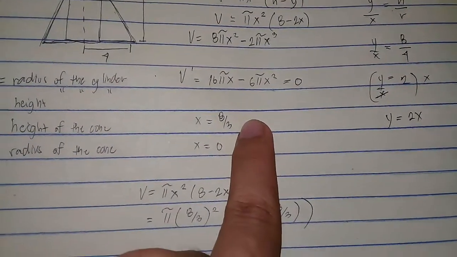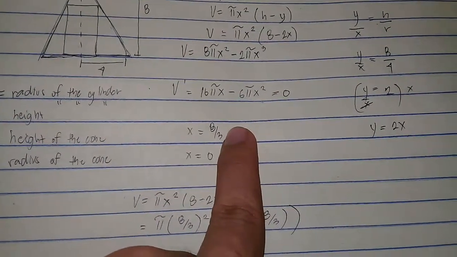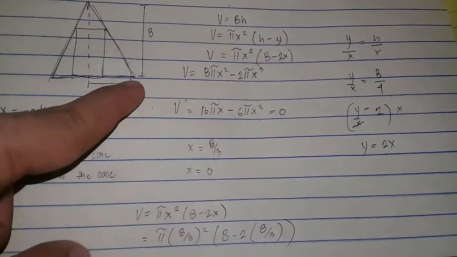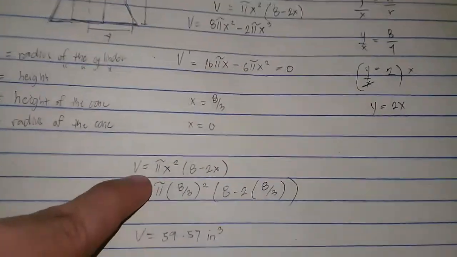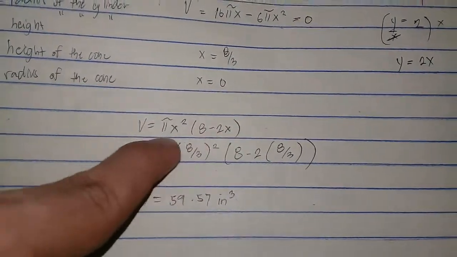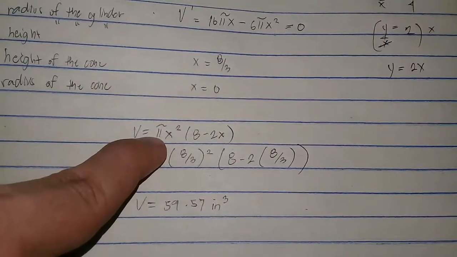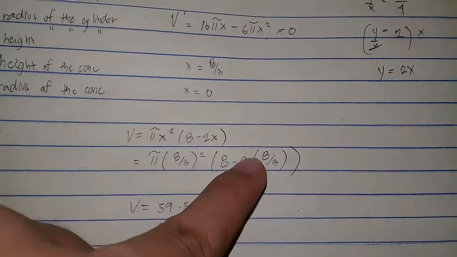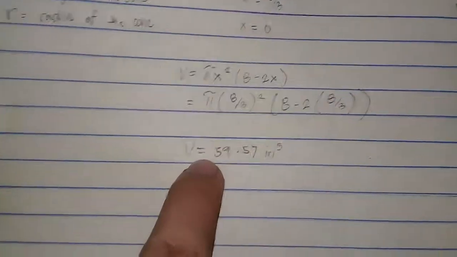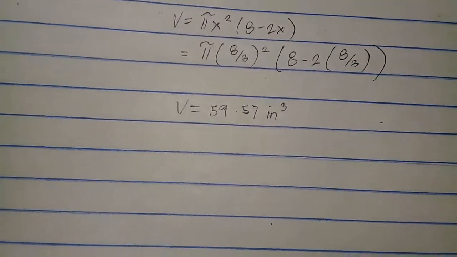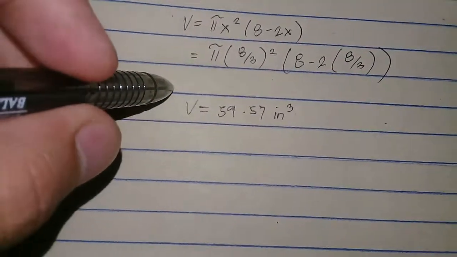Since 8 over 3 is much more reasonable, I'm going to use 8 over 3 and substitute it into the original equation, which is V equals pi x squared times 8 minus 2x. After substituting, you'll be able to get the volume, which is 59.57 inches cubed.